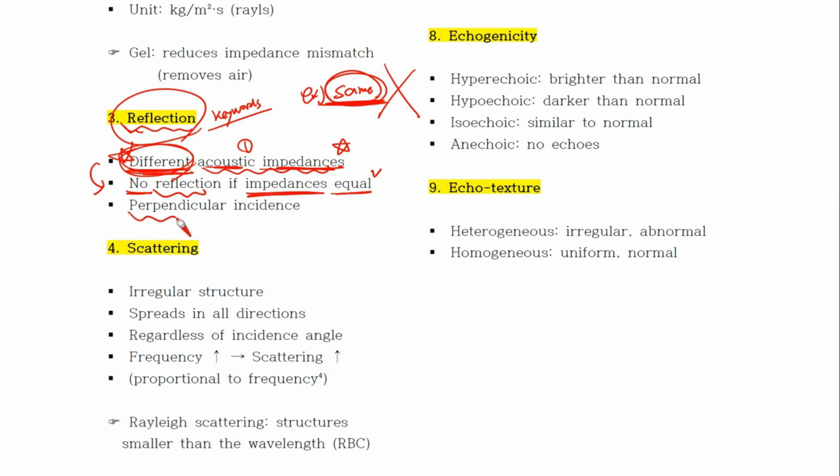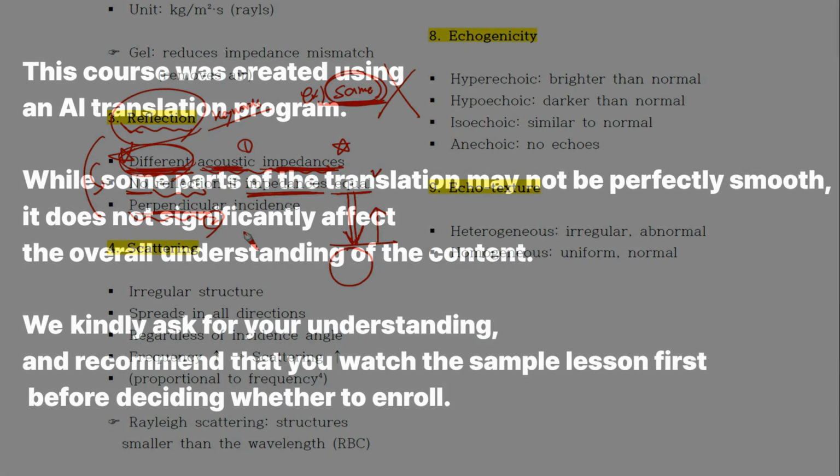Next, there's a second important keyword. It's when the ultrasound enters perpendicularly. As you can see, there's a material here. When the ultrasound enters perpendicularly like this, reflection can occur. This concept of angle is also closely related to reflection. You just need to remember two simple points. First, the difference in acoustic impedance. Second, the ultrasound must enter perpendicularly. As long as you keep these 2 points in mind, you'll be fine.